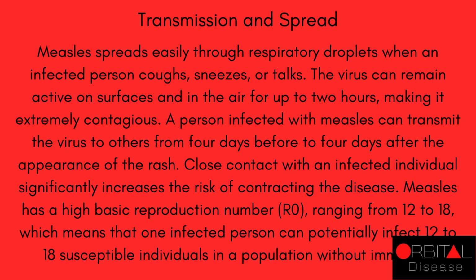Measles has a high basic reproduction number, R0, ranging from 12 to 18, which means that one infected person can potentially infect 12 to 18 susceptible individuals in a population without immunity.